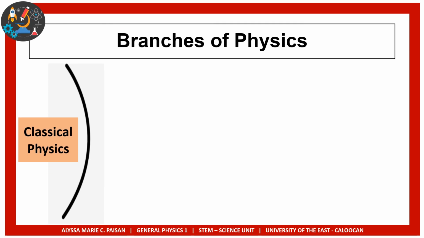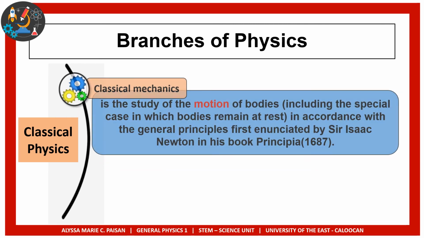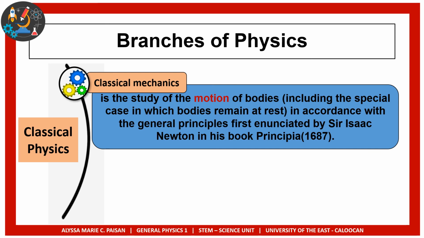Since the physics we will deal with for General Physics 1 is classical in nature, let us define each branch of classical physics. Let's start with classical mechanics, which is the study of motion of bodies in accordance with the general principles first enunciated by Sir Isaac Newton in his book Principia. So the founder of classical mechanics is known or agreed upon to be Sir Isaac Newton.